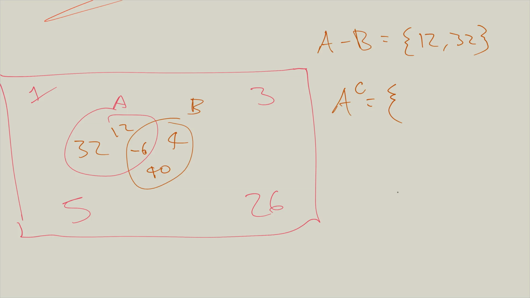Cool, so the complement of A. You don't have to write them all out, you can just tell me. All the numbers there except 12 and 32. Yes. But when you say all the numbers, what numbers are included? And not -6 either, sorry. Yep. So this also includes the 1 and the 3 and the 5 and the 26, because even though they're not in either of the sets, they are not in A. And that's where this becomes important.